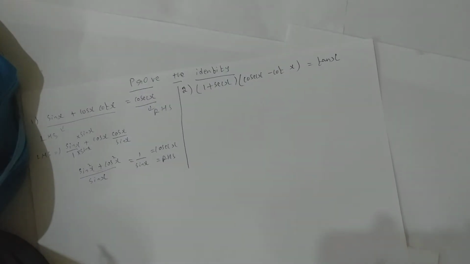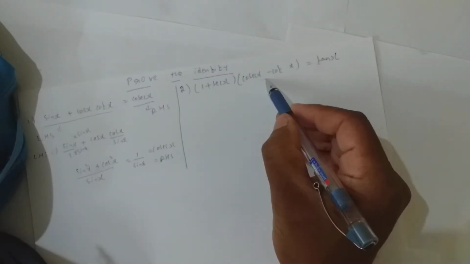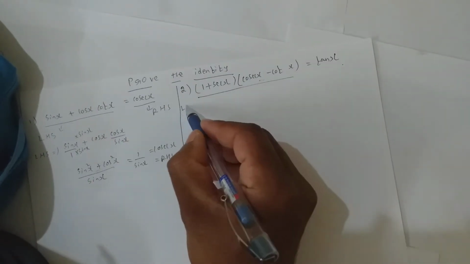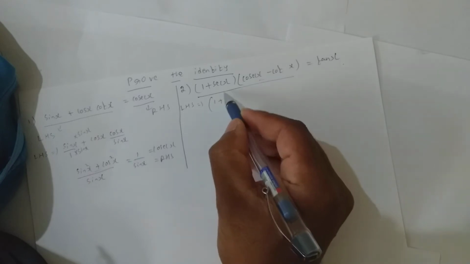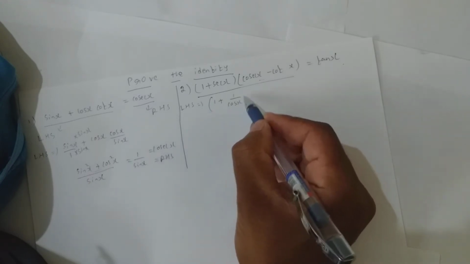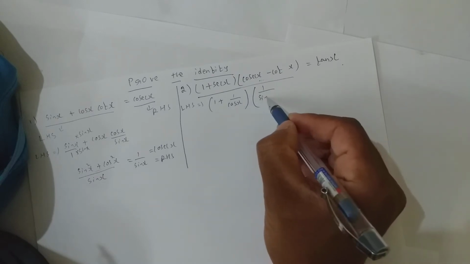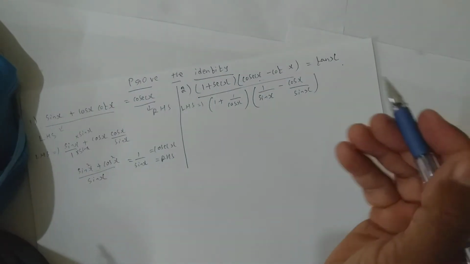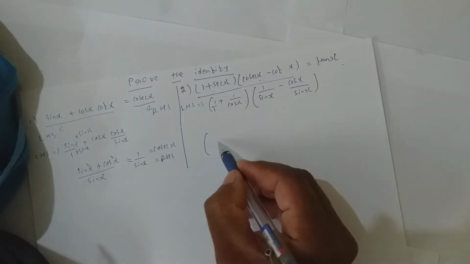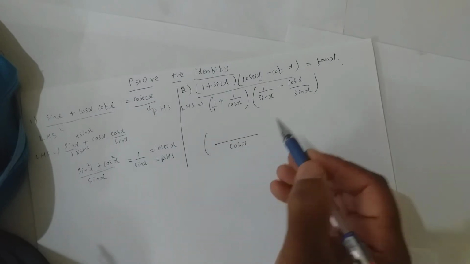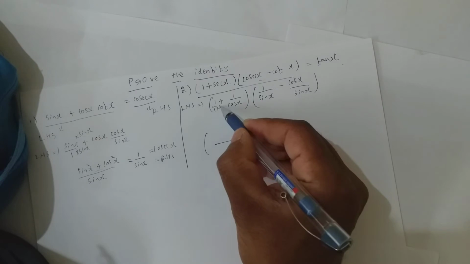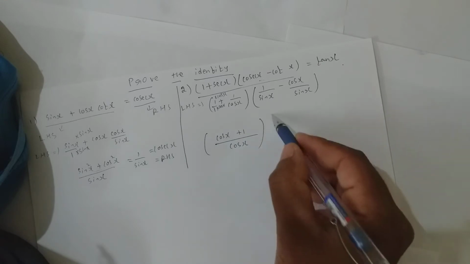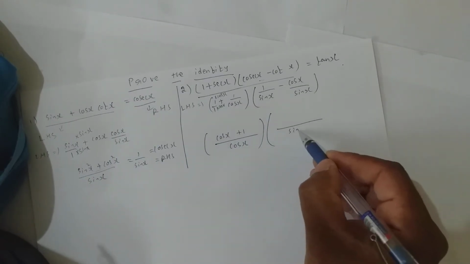Look at the second sum now. 1 plus secant x into cosecant x minus cot x equal to tan x, you need to prove. So I am taking the left hand side, which is LHS. Secant x can be written as 1 by cos x. Cosecant x can be written as 1 by sin x. Minus cot x is cos x by sin x. Next is LCM. In this bracket the LCM will be cos x. Now 1 should become cos x, so into cos x here also. So it becomes cos x plus 1. Now here also the LCM, sin x.